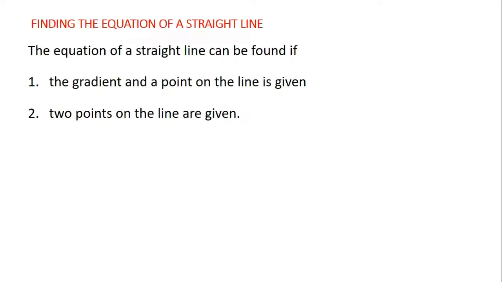As I indicated in the previous video, the equation of a straight line can be found under two conditions. The first condition is when you are given the gradient and a point that falls on the line. And the second condition is when you have 2 points that fall on the line. We have already learned how to find the equation of a straight line under the first condition. In this video and the subsequent ones, we are going to learn how to find the equation of a straight line when you have 2 points that fall on the line.